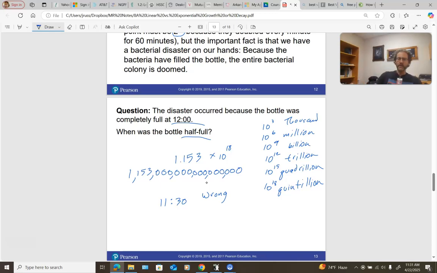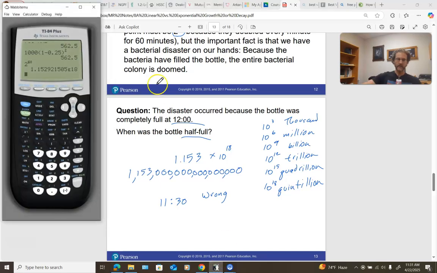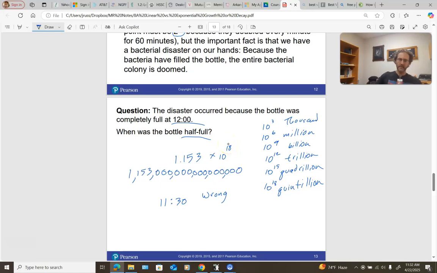We could see how many bacteria there were at 11:30. That would be the same as 2 to the 30th power. There's only that many. And this would be, let's see, a billion. Over a billion. That is not half. Half of a quintillion would be basically 500 quadrillion. So the answer is the bottle is half full at 11:59.